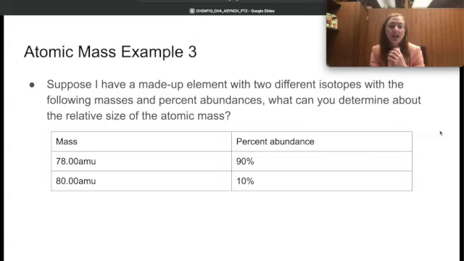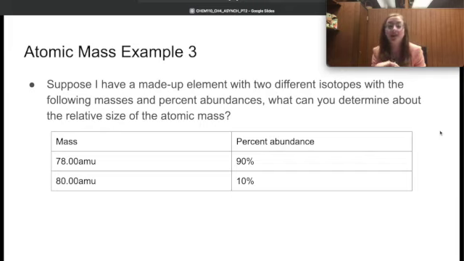We're going to go ahead and work through example number 3 here. So the idea here is I've got some made up element. So I want you to recognize that when I'm talking about elements, I'm always going to be giving you real life examples of how those things work with that specific element.